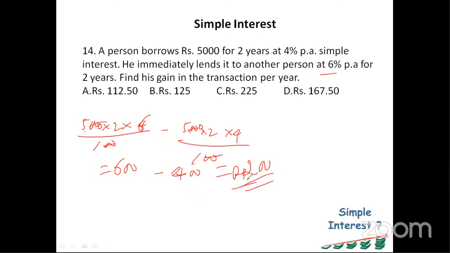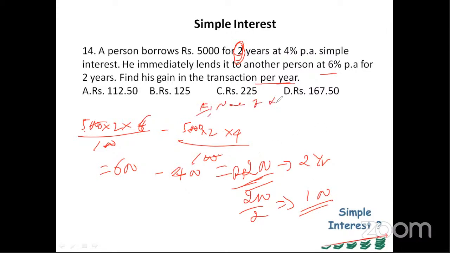Simple. Quite simple. We don't have this option here. Observe the trick here. Rupees 200 is for 2 years. The question is to find the gain in transaction per year. 200 is for 2 years. So per year means 200 by 2, which is nothing but 100 rupees per year. Do we have this option? No, we don't have this option actually. So it will be option E, none of these, if it is given. So it is 100 rupees per year.